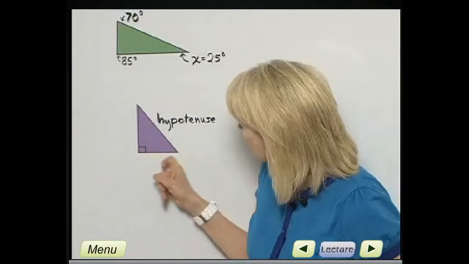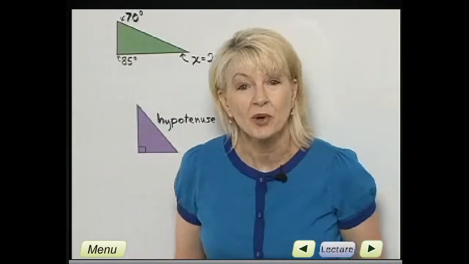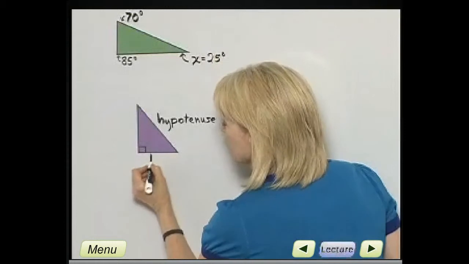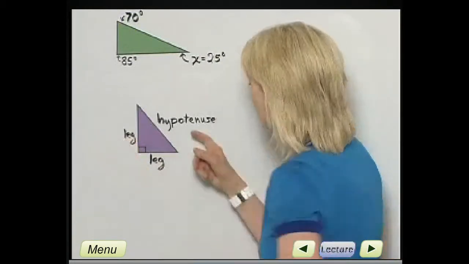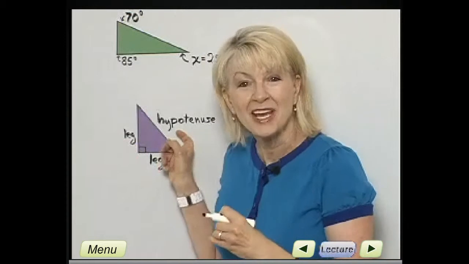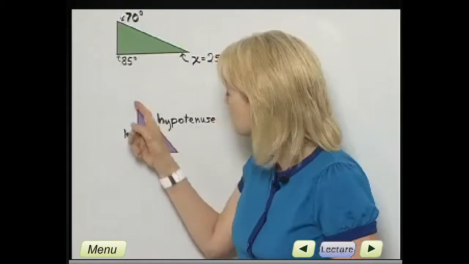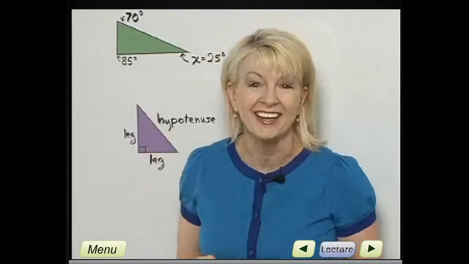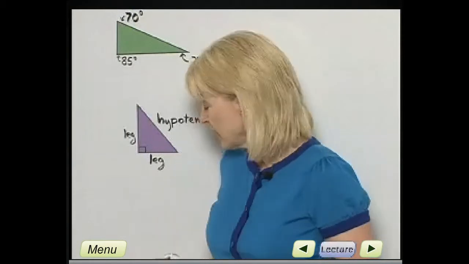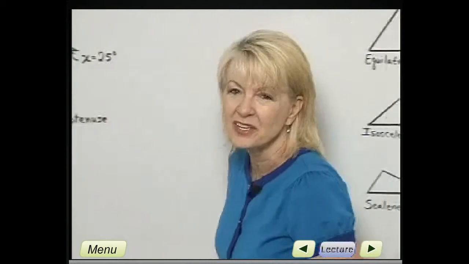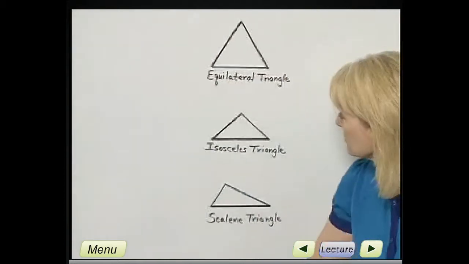And then these two other sides of the right triangle, each is called a leg. So leg, leg, hypotenuse. Just remember that special name hypotenuse is given to the side opposite the right angle, and this is a right triangle. We can classify triangles in other ways. Let's look at some other special triangles.